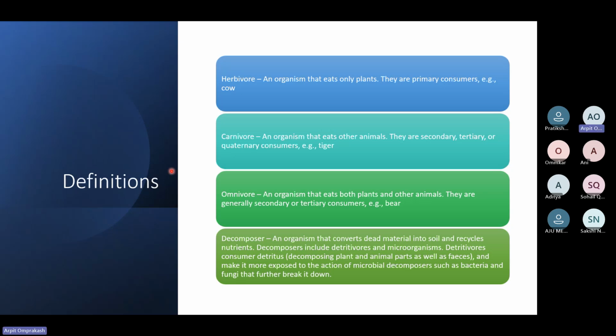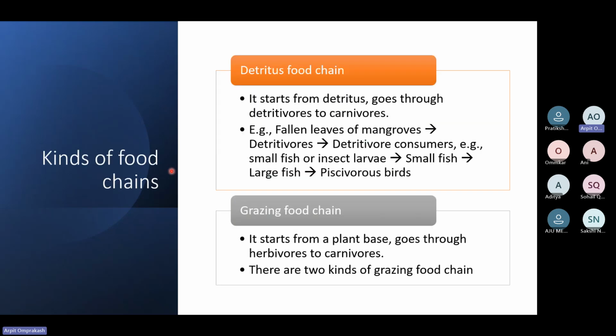Then we have definitions of herbivore, carnivore, omnivore, and decomposer. A herbivore eats plant material. A carnivore eats animal material. An omnivore eats both. And a decomposer converts dead material into soil and recycles nutrients, completing the biogeochemical cycles, which we talked about later.